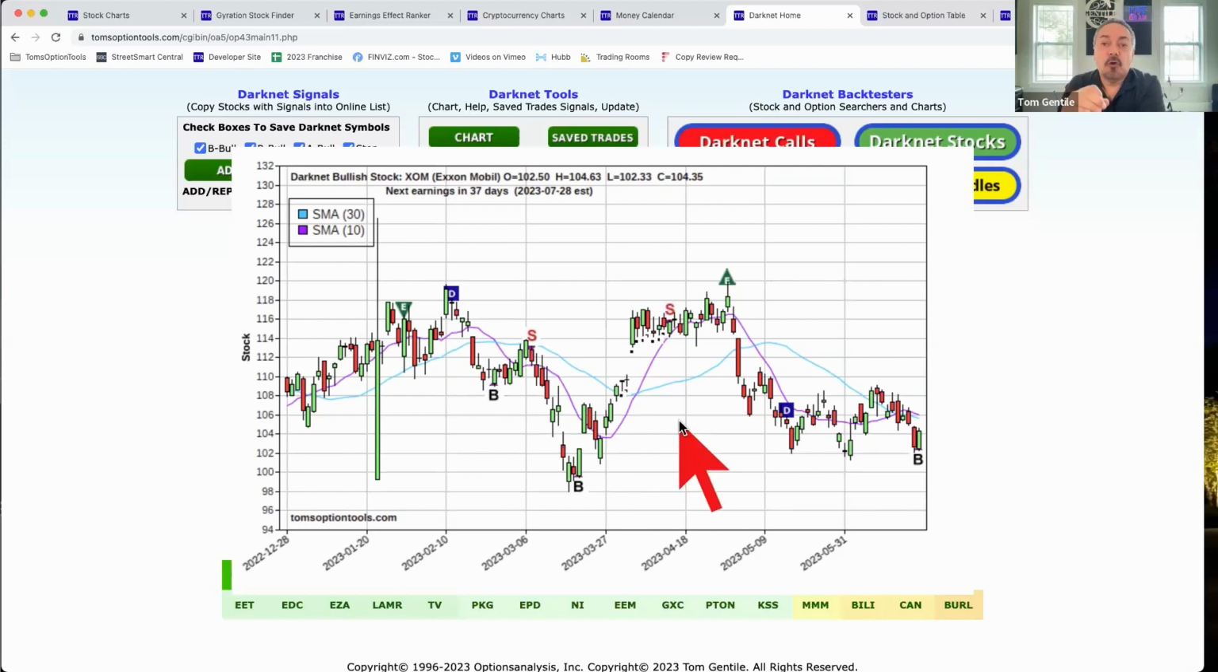Darknet's typically about a 30-day on average trading strategy, where it's a buy and hold on average of 30 days. It is contrarian. It is also part of the Tom's Option Tools product.